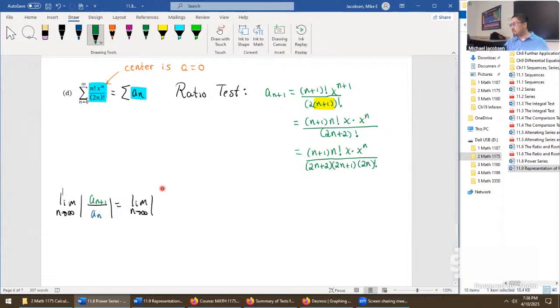And here's where it drops in. (n+1) n factorial, x times x to the power n, all over (2n+2)(2n+1), a little bit longer on that fraction, and (2n) factorial. So it didn't look like it would blow up that much, but with factorials everywhere, it just becomes a lot of stuff on the next step for the successor term.